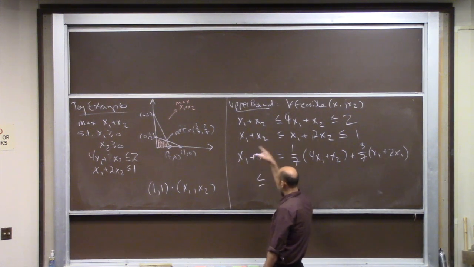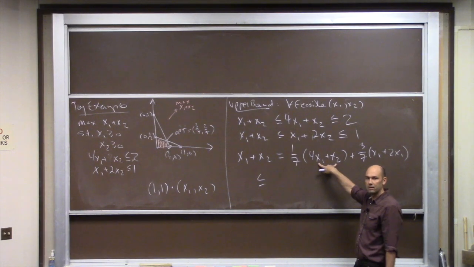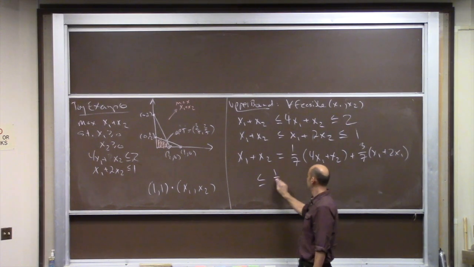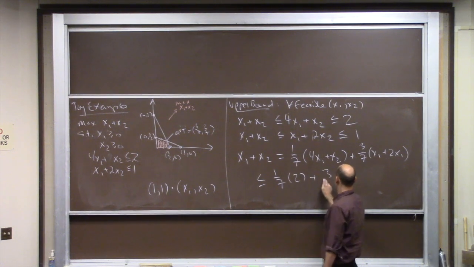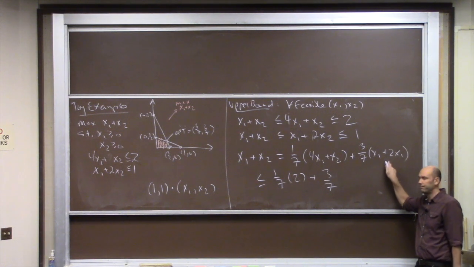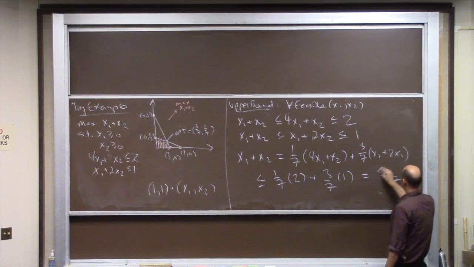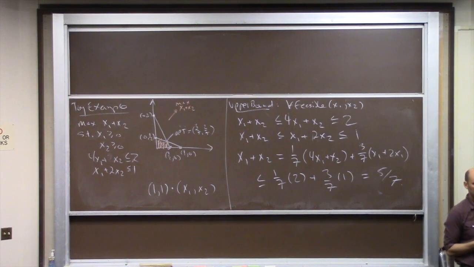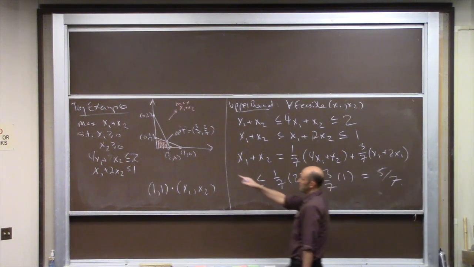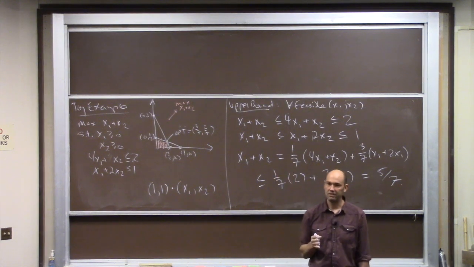And now, assuming that x1 and x2 are feasible, by the third constraint we know this number cannot be bigger than 2, no matter what. By the last constraint, and feasibility, we know this cannot be bigger than 1. So that gives us an upper bound of 5/7. This is a quick and convincing proof that whatever the optimal solution to this linear program is, the objective function value is definitely not bigger than 5/7. Okay?